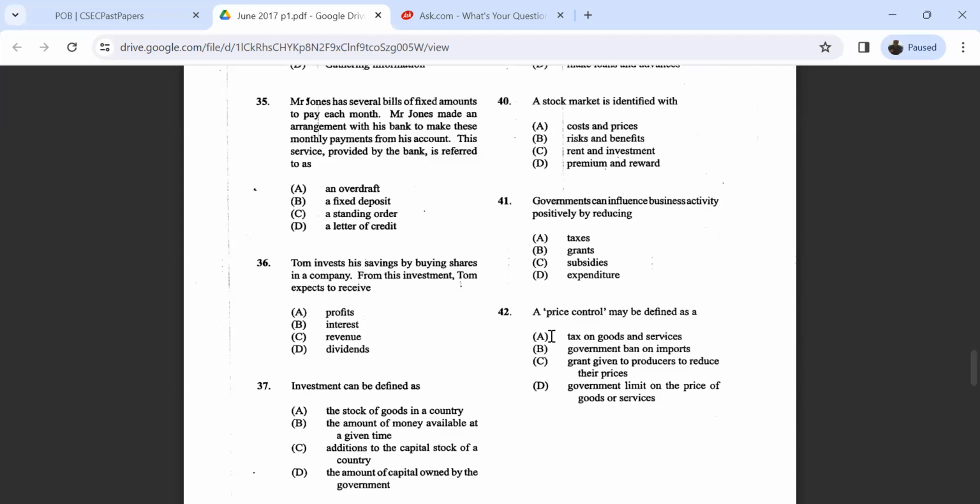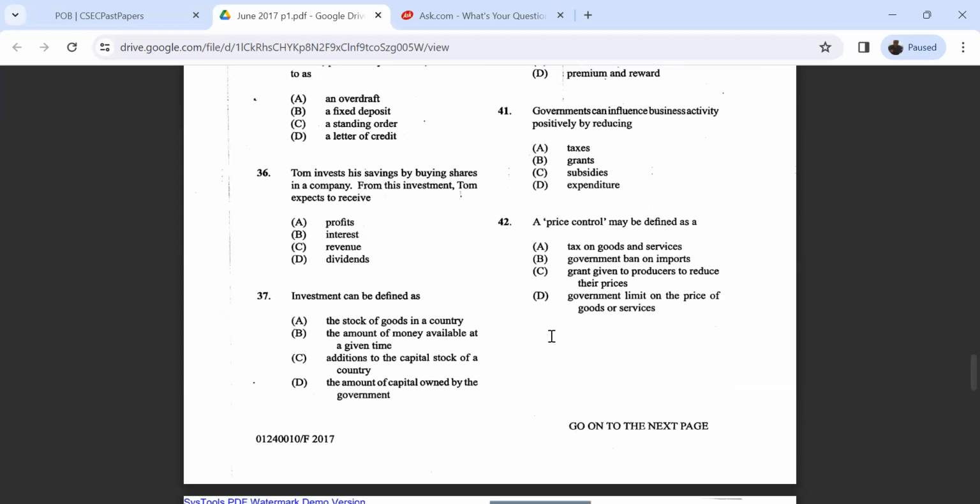Number 41, governments can influence business activity positively by reducing... So A. A, taxes. If they reduce grants, that means they gain less benefit. If they reduce subsidies, meaning they pay in less of the stuff for you, that means you have to pay more. If they reduce expenditure, that means they're spending less money on us. So we want them to reduce taxes.